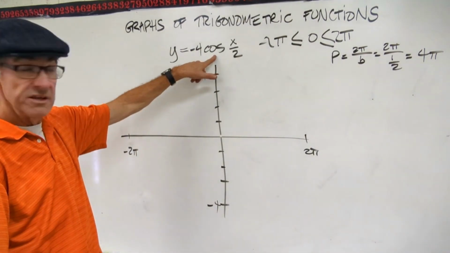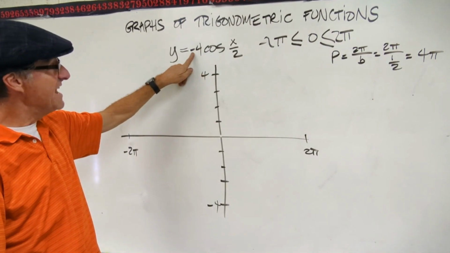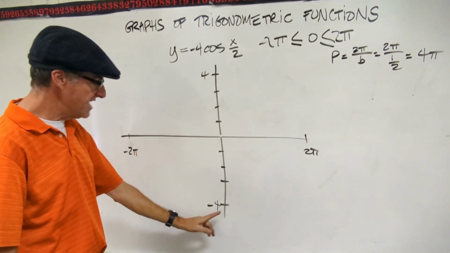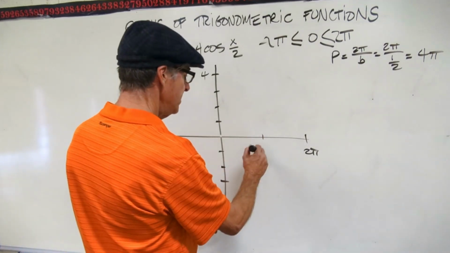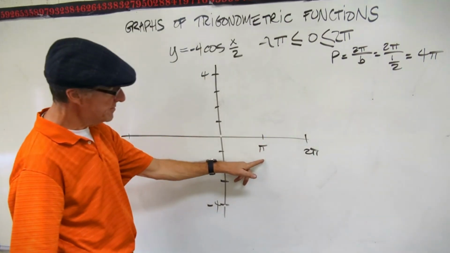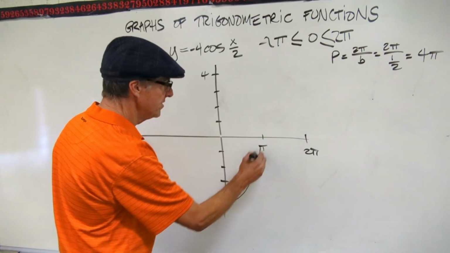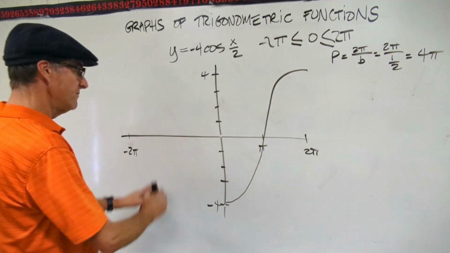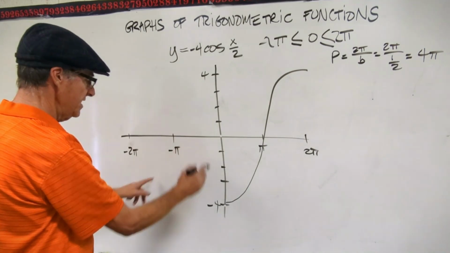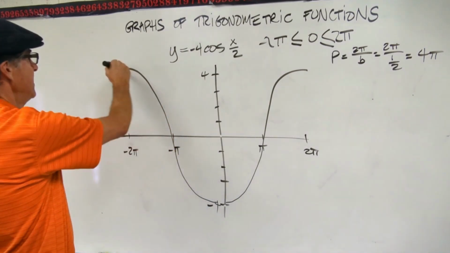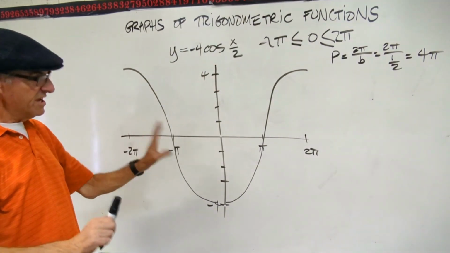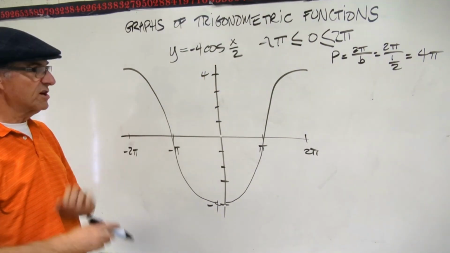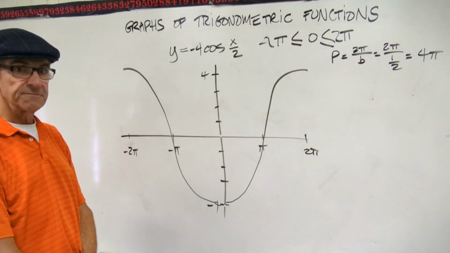Now 4 is my amplitude, but the negative means I'm going to start at -4, okay? And then I'm going to come up. My halfway point is going to be at 0, so I'm going to come up through 0 and there, and we'll do the same thing here at minus pi and come up and do that. So this is the graph of that function. Take a look at it, think about it, make sure it makes sense, and thanks for watching.